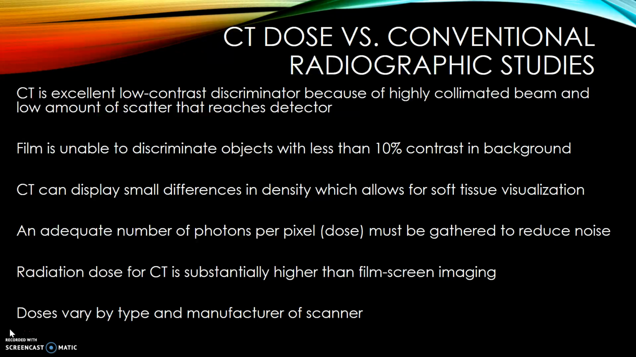CT is an excellent low contrast discriminator because of a highly collimated beam and a low amount of scatter that reaches the detector. Film is unable to discriminate objects with less than 10% of contrast in the background. CT can display small differences in density, which allows for soft tissue visualization. An adequate number of photons per pixel, which is calculated by dose, must be gathered to reduce noise. Radiation dose for CT is substantially higher than film screen imaging. Doses vary by the type and the manufacturer of the scanner.